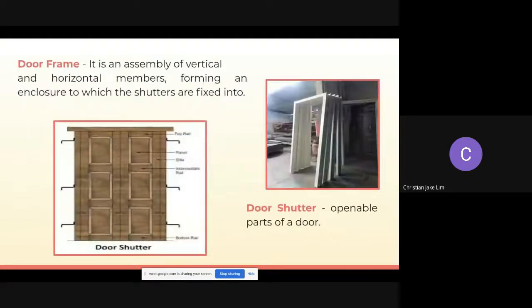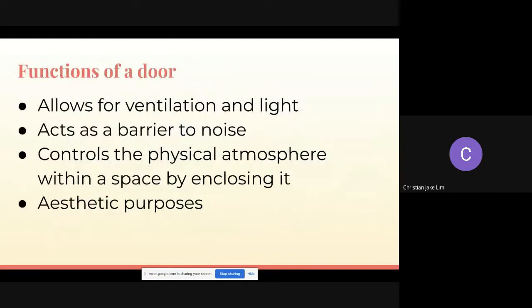So what are the functions of a door? Basically, doors allow for ventilation and light. They act as a barrier to noise. It controls the physical atmosphere within a space by enclosing it. So basically, when you either open or close a door, you either let some air in or out of your room, and because of that, the atmosphere, how hot or how cold it is in your room, will change as well. And lastly, it is for aesthetic purposes.